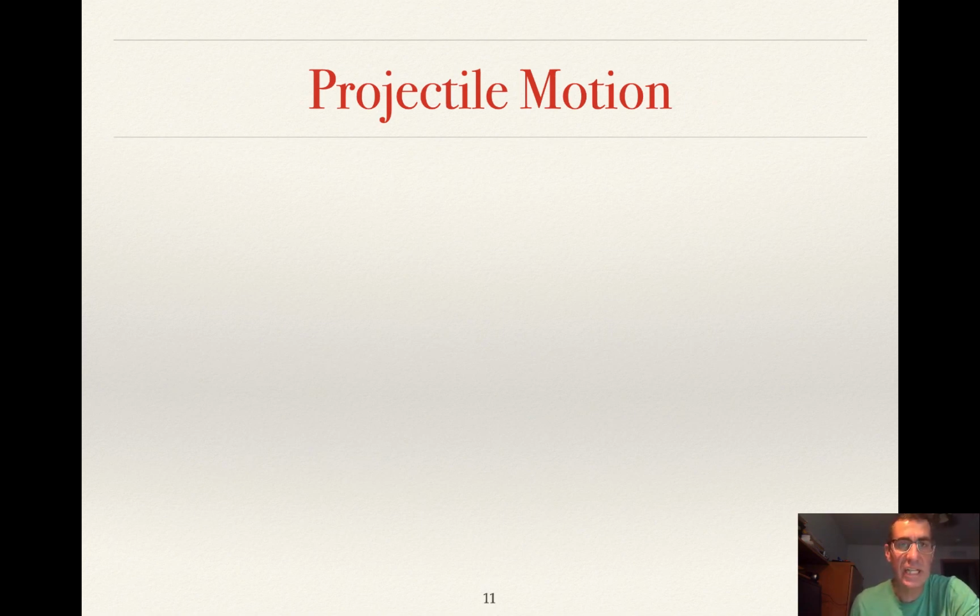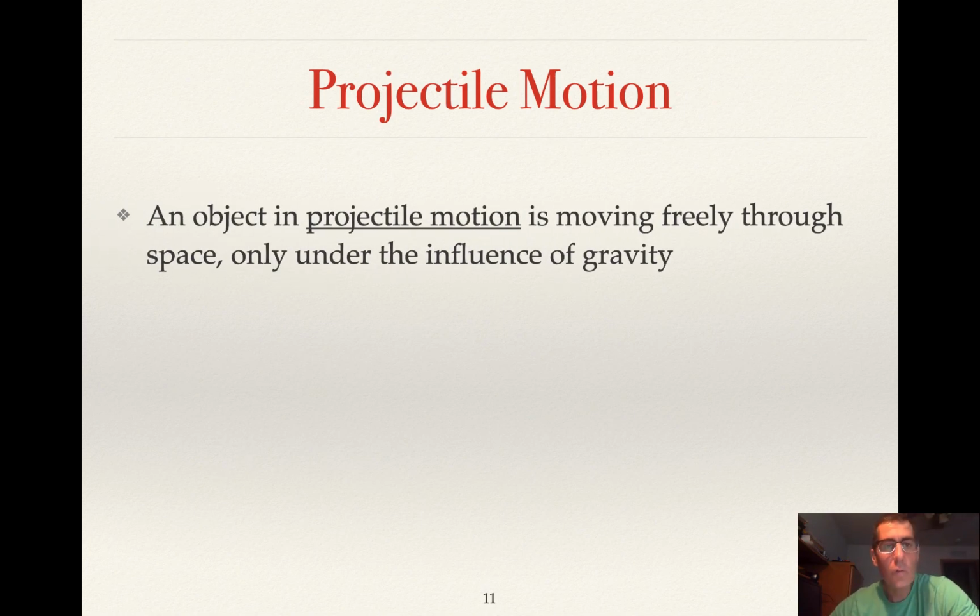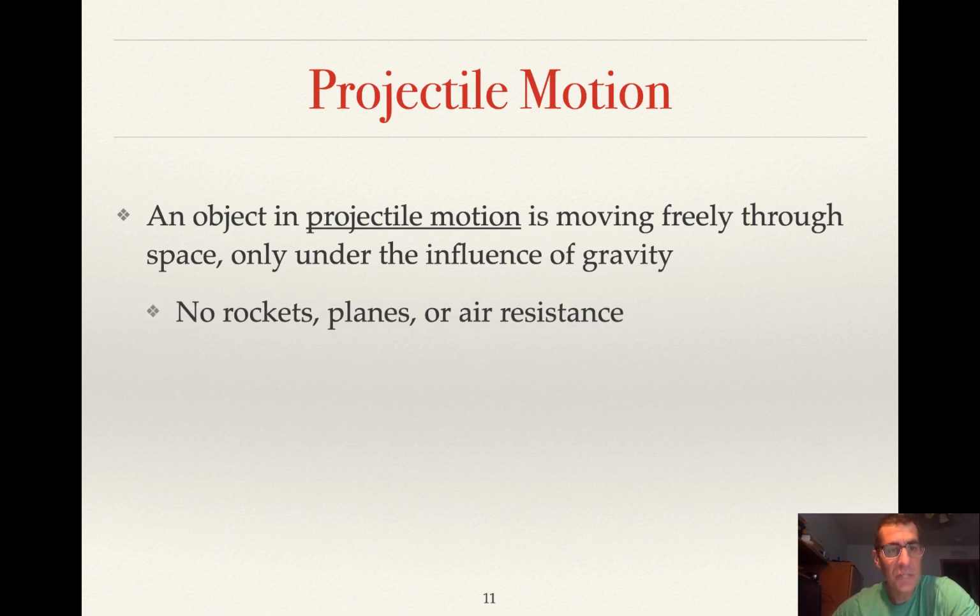Okay, which brings us to projectile motion. What we mean by projectile motion is that we have an object moving freely through space only under the influence of gravity. So gravity is the only force acting on our object. In particular, this means no rockets with functional rocket engines, because that exerts a force. No planes, because planes have engines that exert forces, and they have wings that exert lift, which are more forces. Or air resistance, which is just another force.